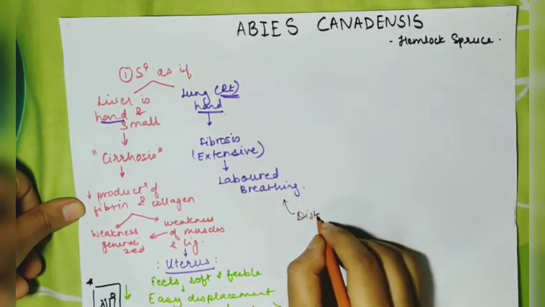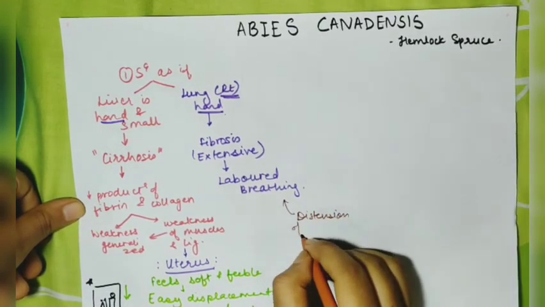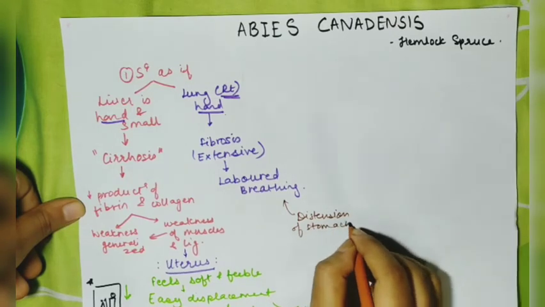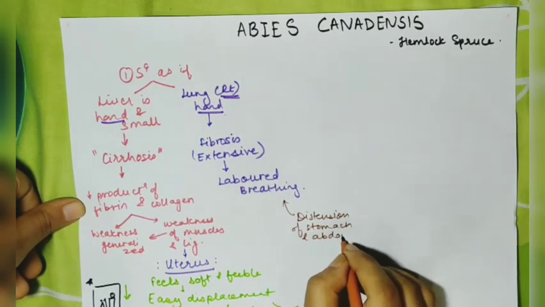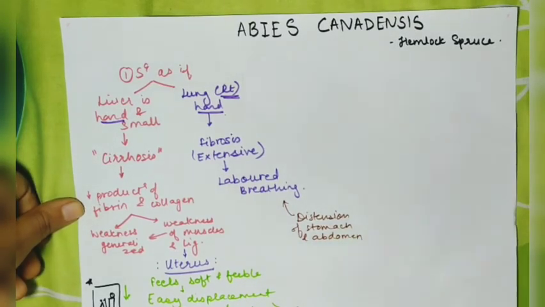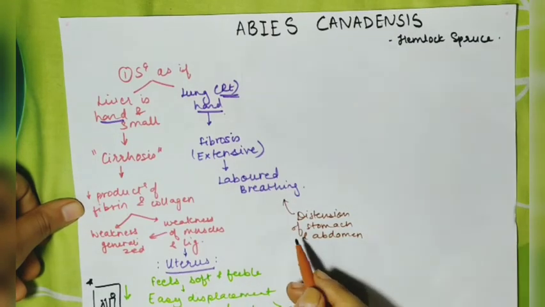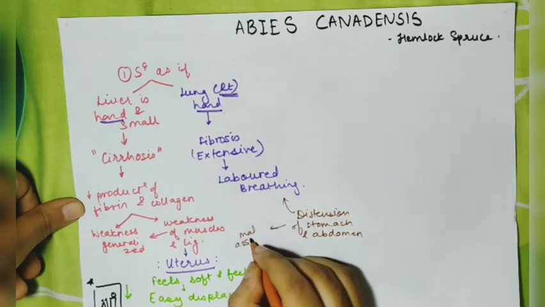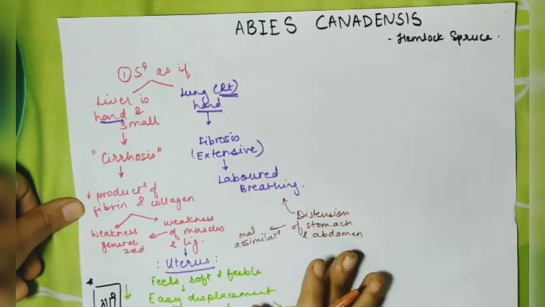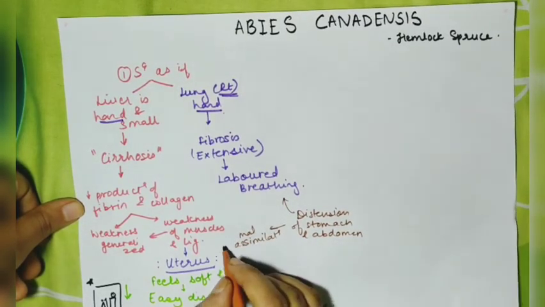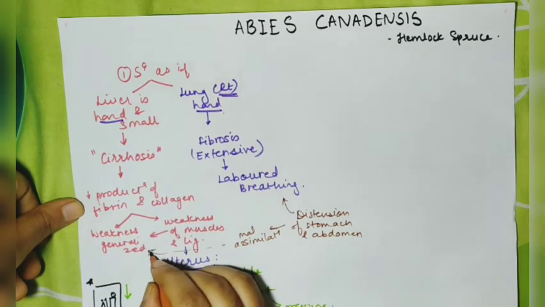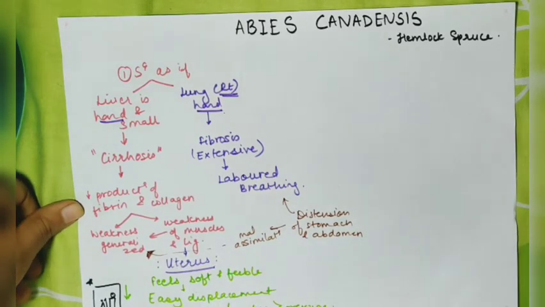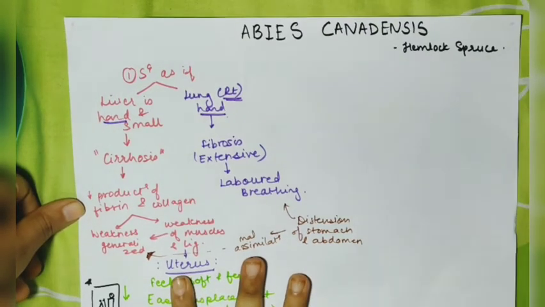Books have also mentioned the labored breathing to be due to distension of stomach and abdomen, which seems unlikely, but since they've mentioned it, this distension of stomach and abdomen can cause malassimilation. So basically some GI issue which is causing malassimilation, which is causing generalized weakness. So this is one part of the remedy.